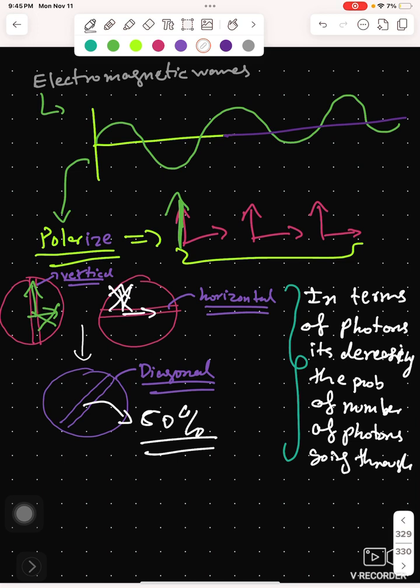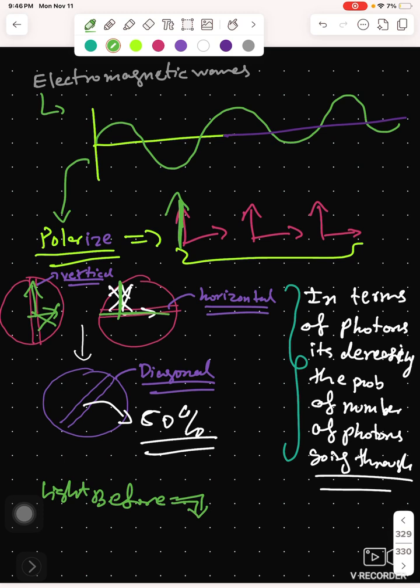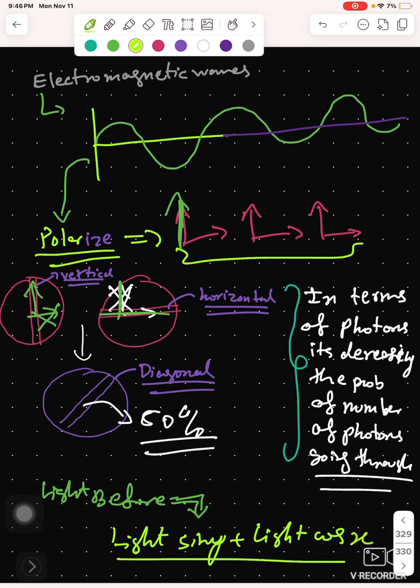So let's suppose, in terms of this and this, I could write the light before as equal to light sine y plus light cos y cos x. That's how it would look like.